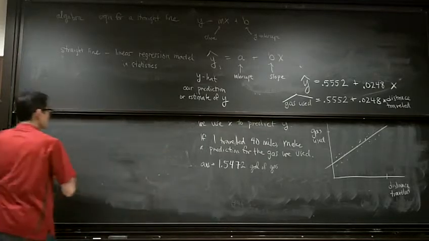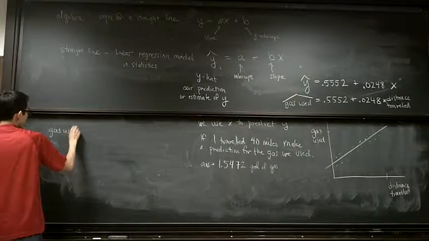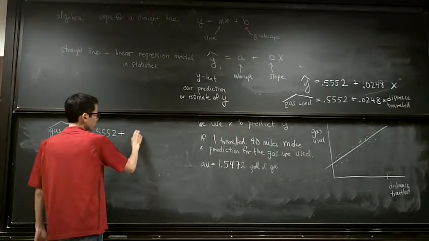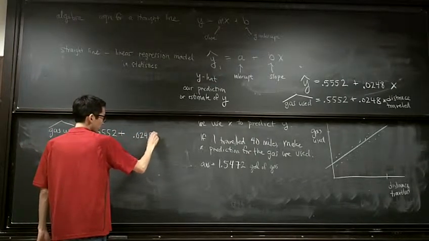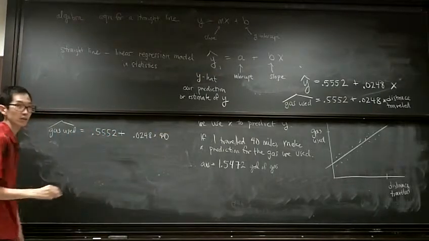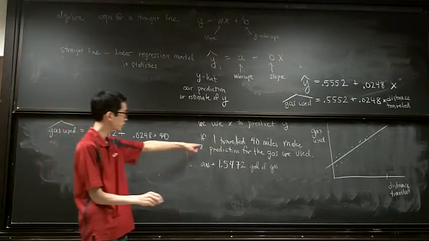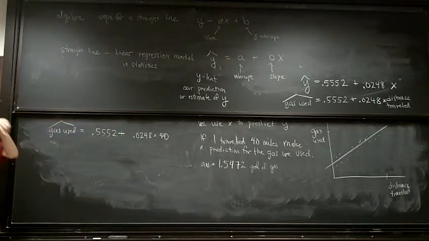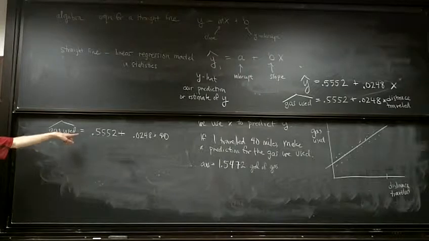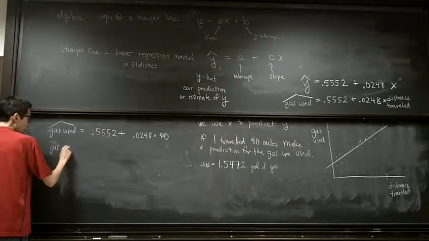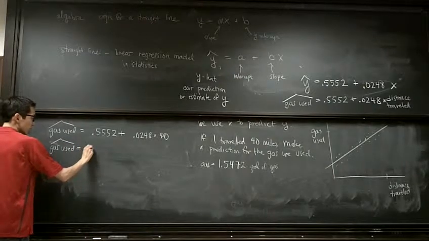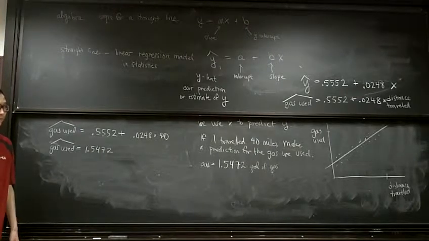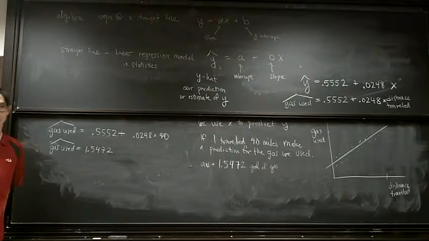So to get this, I'm going to say our prediction for gas used is equal to 0.5552 plus 0.0248 times 40. Now, where does the 40 come from? It comes from my question: if I traveled 40 miles, make a prediction for the gas we used. And then when we do that, we should get our prediction for gas used of 1.5472. Thumbs up? Great.